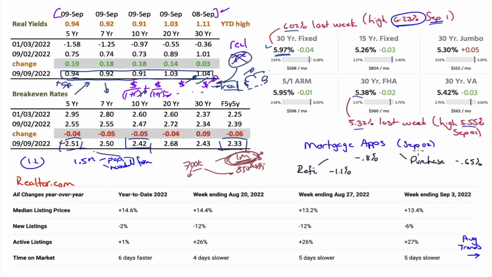These are mortgage applications up to September 2nd, so these rates were in that 1 week period, only a drop of 0.8. Refis down 1.1, purchase down 0.65. I wouldn't look at that and say, oh my God, look at the rates at which we're dropping.